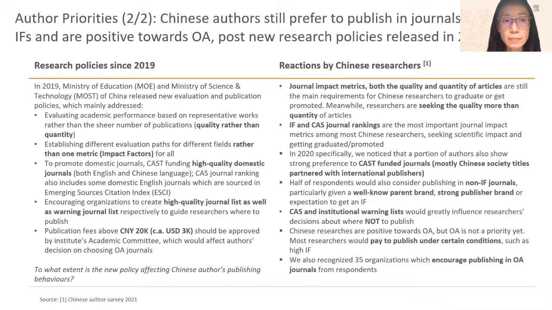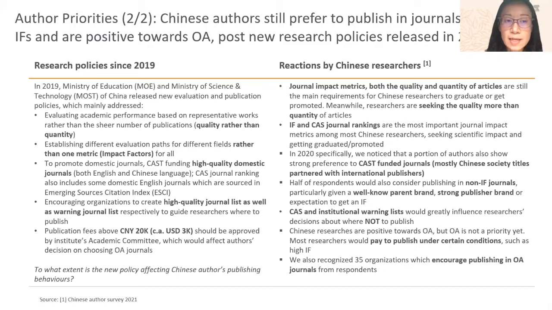The first point is that academic performance will be more based on representative works rather than the sheer number of publications. In other words, quality will be valued more than quantity. The representative works here really means breakthrough discoveries, milestone research, things like that. One person can have 4 to 5 representative works, and is no longer required to publish numerous articles which have less impact.